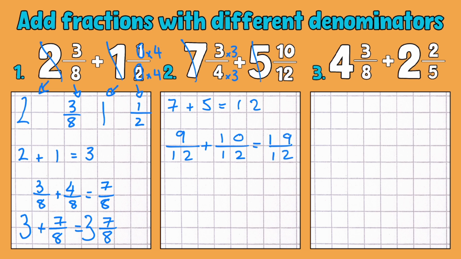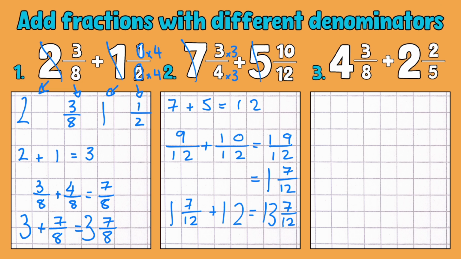So that gives me 19/12. However, I've ended up with an improper fraction here. So we're going to have to convert this into a mixed number so we can actually add it back to our whole number 12 that we did before. So how many 12s can I fit in a 19? Well, I can fit 1 whole one, and then I've got 7/12 left over. So 1 whole and 7/12 add 12 equals 13 and 7/12.